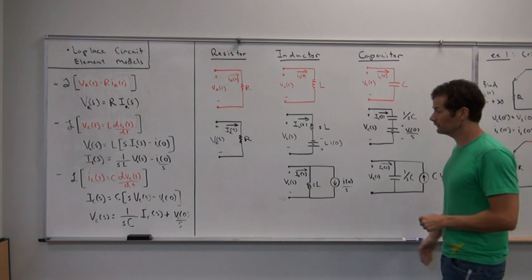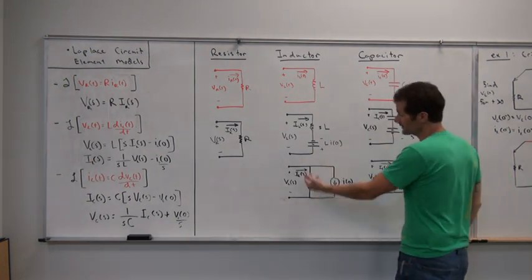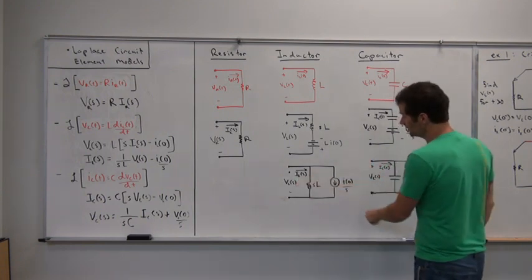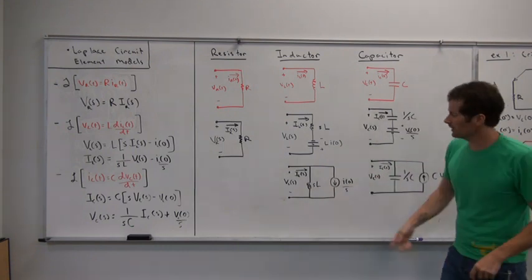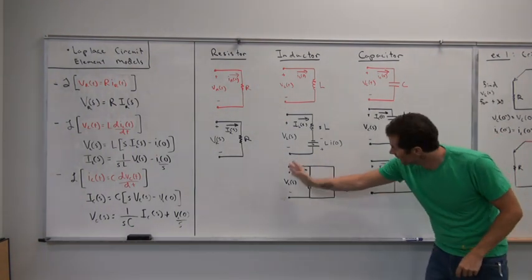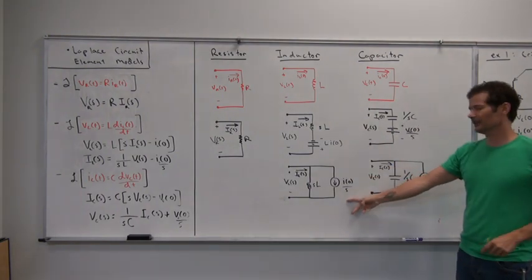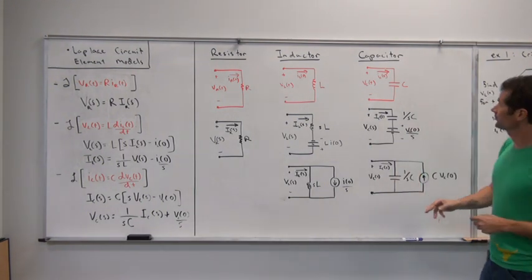If we rewrite this in terms of the KCL equation, IL of S is going to be made up of VL of S divided by SL plus, because that current will go down and leave that terminal based off the flow, the polarity right here. And that current is going to be going down as well. So plus I naught divided by S.